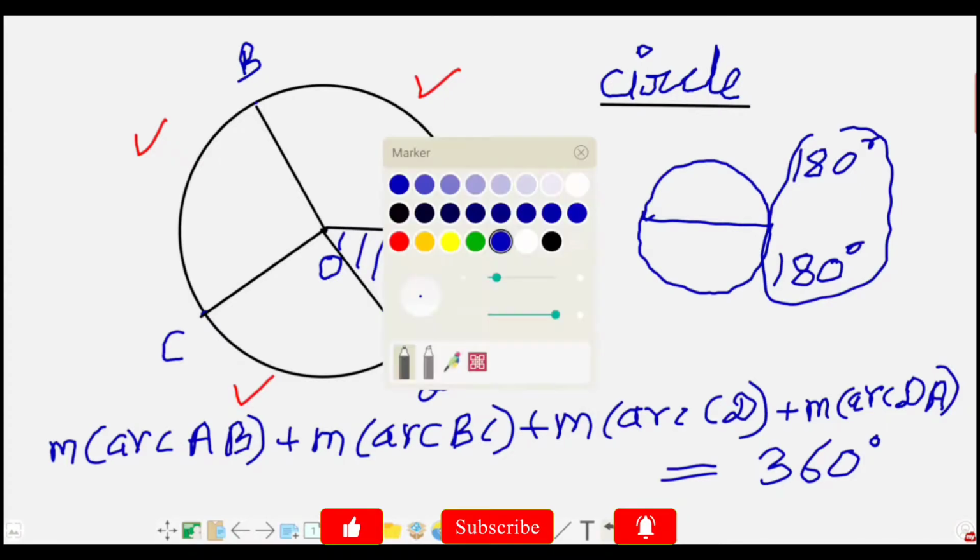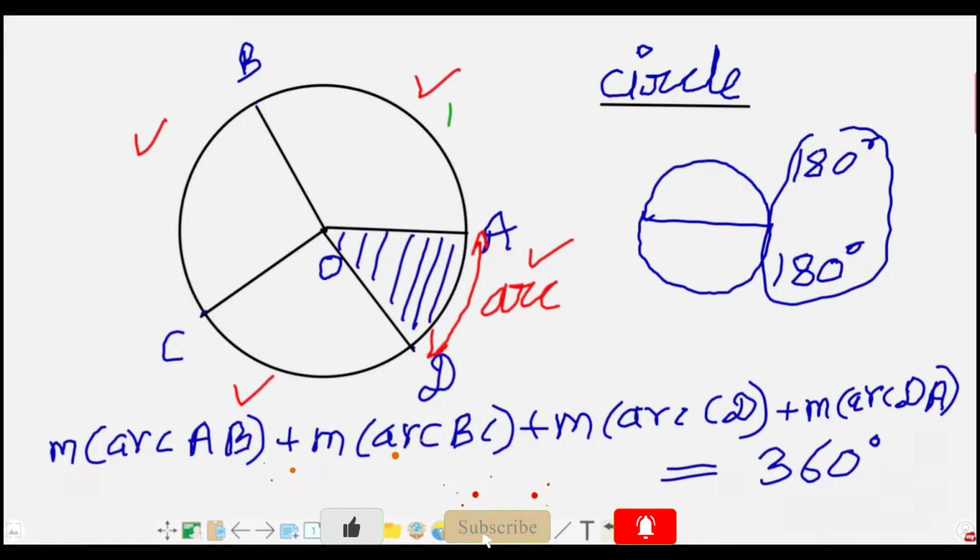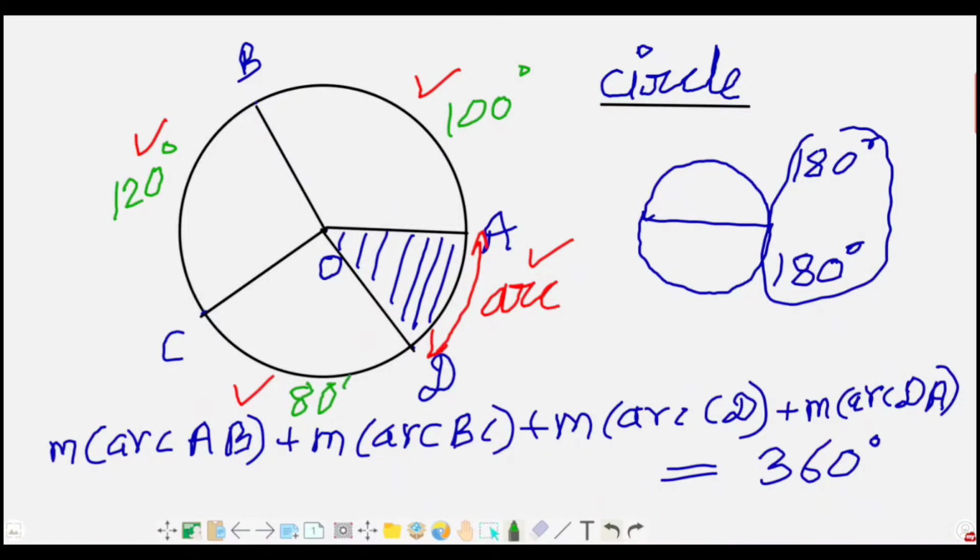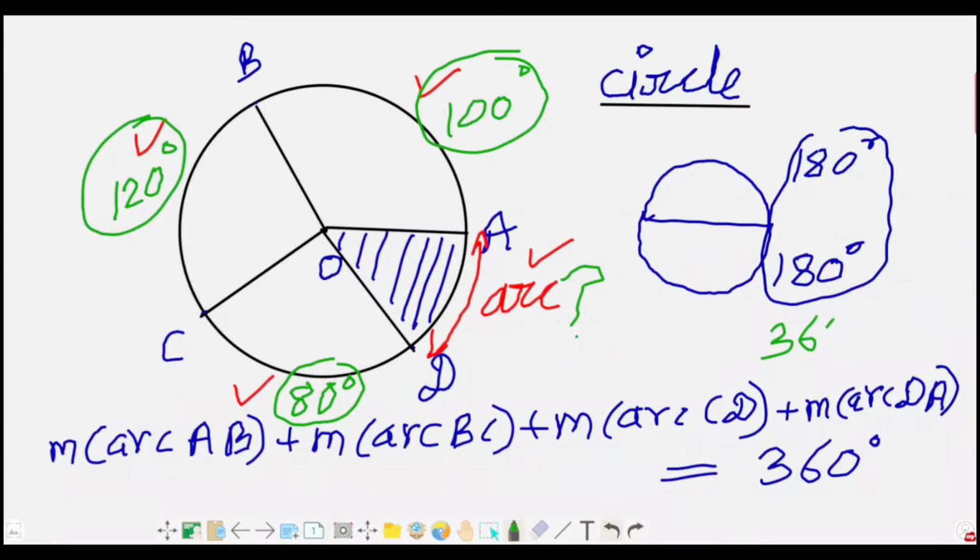For example, if I say this arc is 100 degrees, this is 120 degrees, and this is suppose 80 degrees, how do we find this arc? Now see, 100 plus 120 is 220, 220 plus 80 is 300. So when you subtract this 300 from 360, the remainder is 60. So by using this concept, the fourth arc will be 60 degrees.